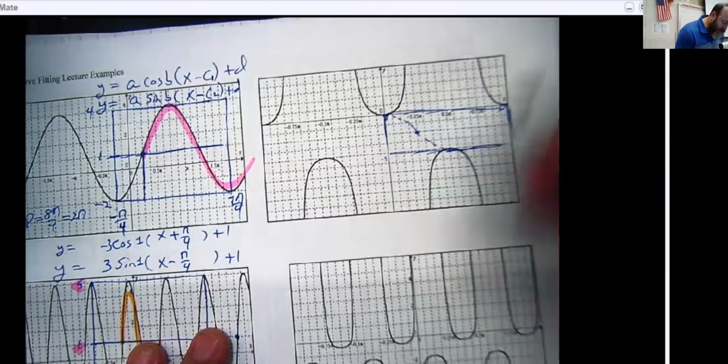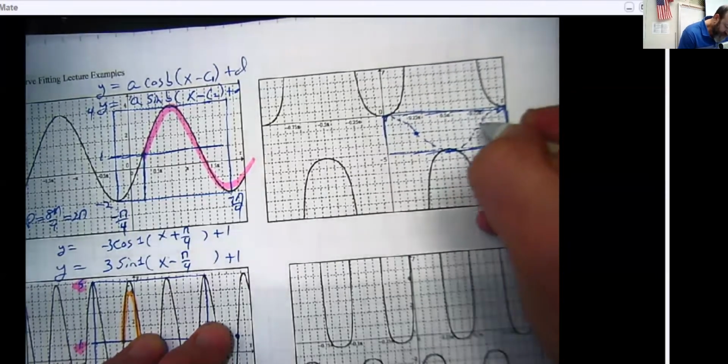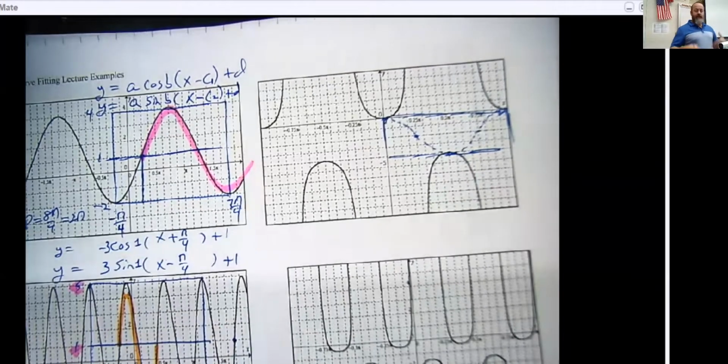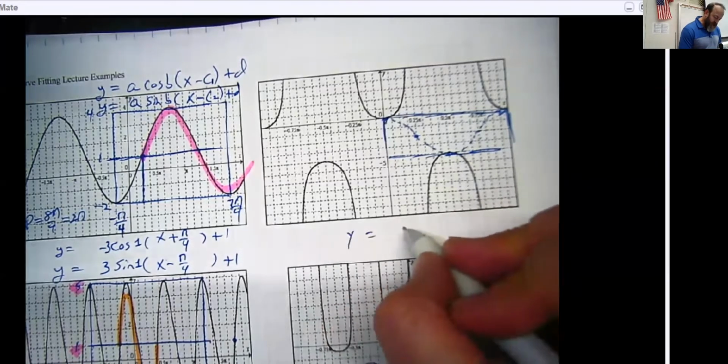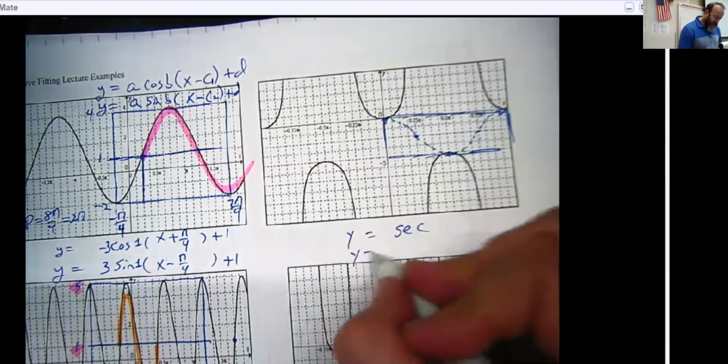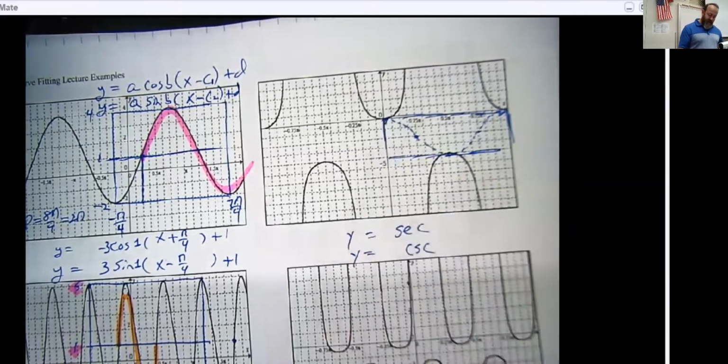And notice that when I graph this, that looks like a nice positive cosine wave drawn inside of that, which means we're actually looking at a secant. But if we move it a little bit, it could be a cosecant. But this one is a positive secant as I did it.